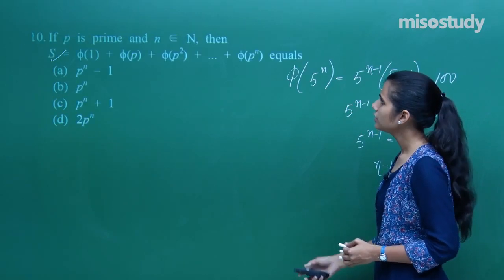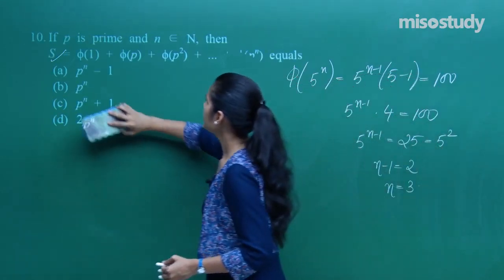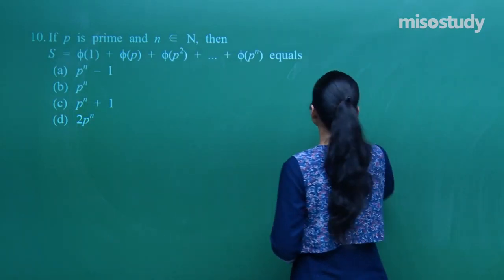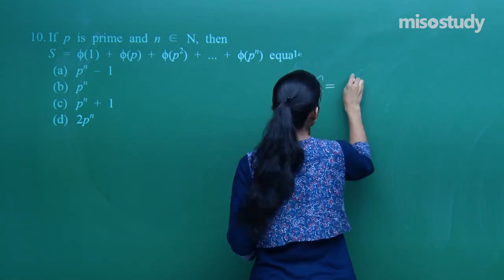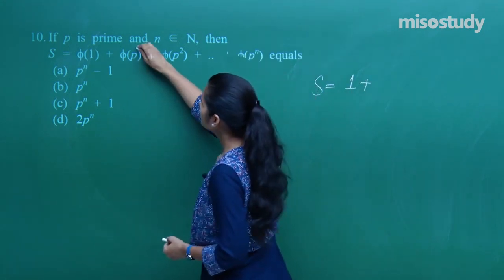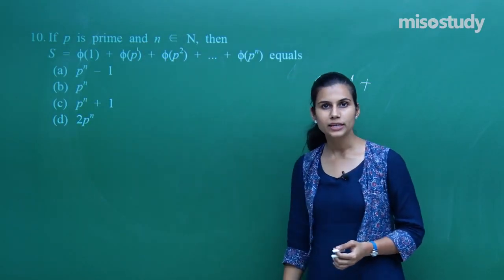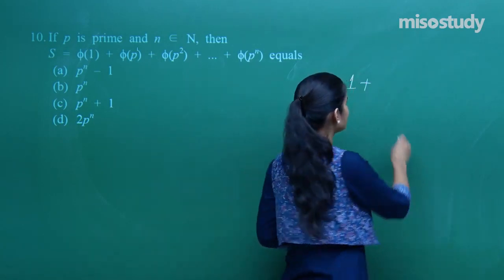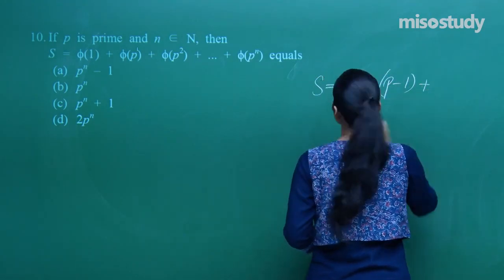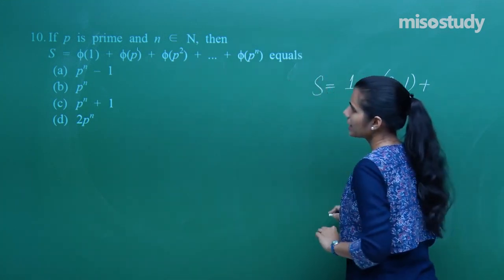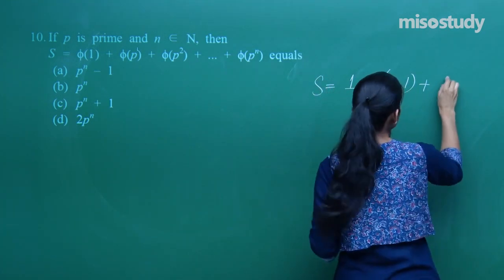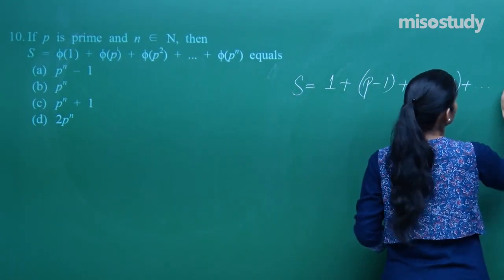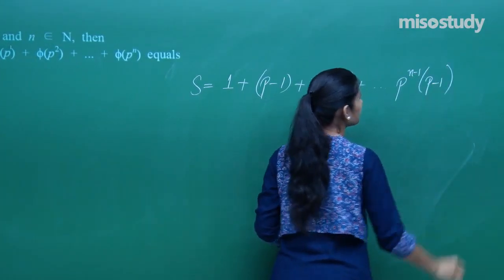And next we have, if p is prime and n is a natural number, s is given to be this expression, then it is equal to what? Okay, let's expand s. Phi of 1 in the question is given to be 1. Phi of p to the power 1 is p to the power 1 minus 1 into p minus 1. P to the power 1 minus 1 is p to the power 0, which is 1, into p minus 1. So this is just p minus 1. Phi of p square, again p is prime. This is p to the power 2 minus 1 into p minus 1. And so on, p to the power n minus 1 into p minus 1.